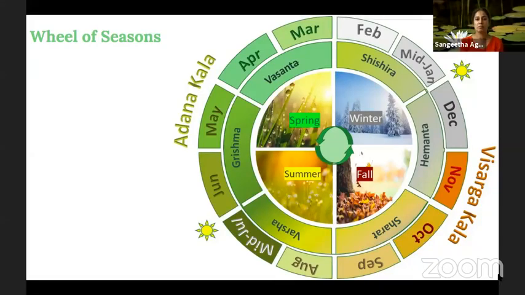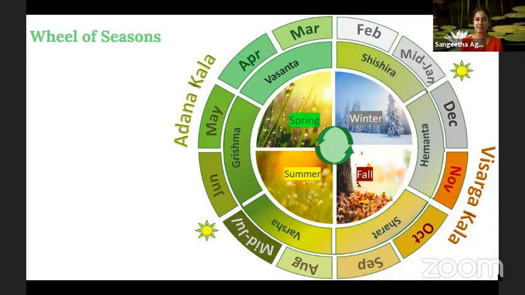So the first 6 months of the year, starting from about mid-January to mid-July, is referred to as Adana Kala. I apologize, I haven't included diacritics here, but you can pay attention to the pronunciation. Adana means taking away. So what is it that this period is taking away from us? What happens starting from mid-January, when the sun moves into the sign of Capricorn, through to mid-July is that the sun gains strength. So there is increased activity of the sun and its influence on earth.